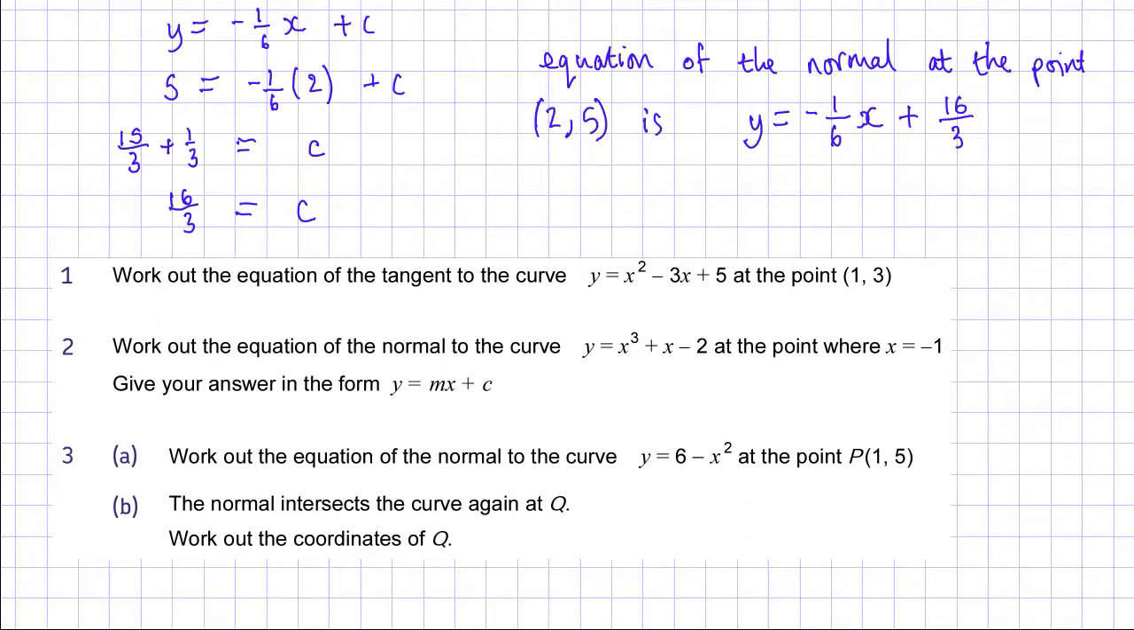So here are some questions for you to try. Work out the equation of the tangent to this curve at this point. Remember, you're going to have to find the gradient function, find the gradient at this point here, and then you know that that gradient is the same gradient as the tangent will have at this point. Then you work out the equation of that line. So have a go at these questions and then bring that to the lesson.